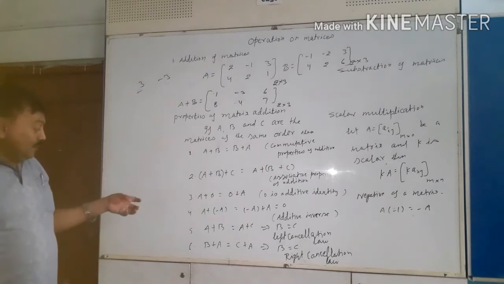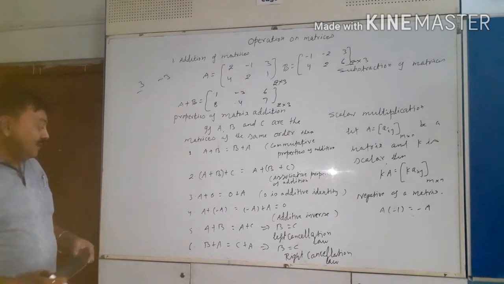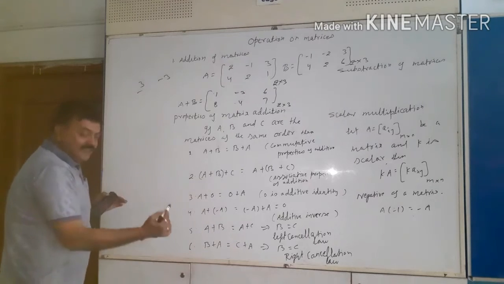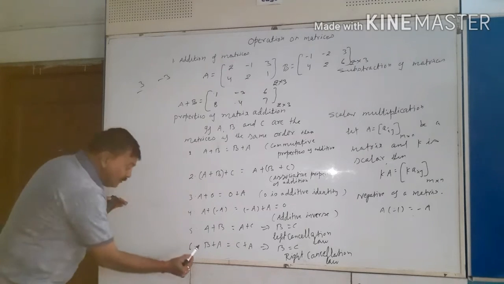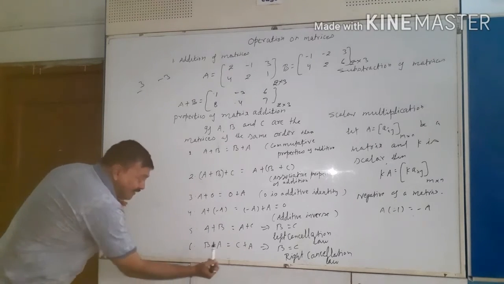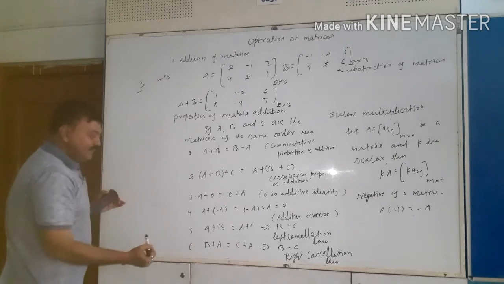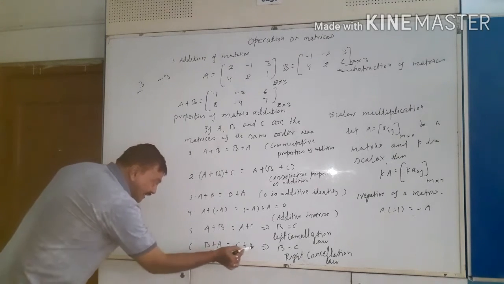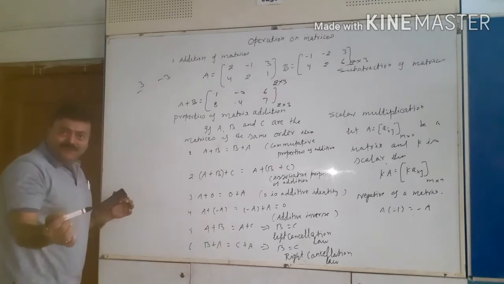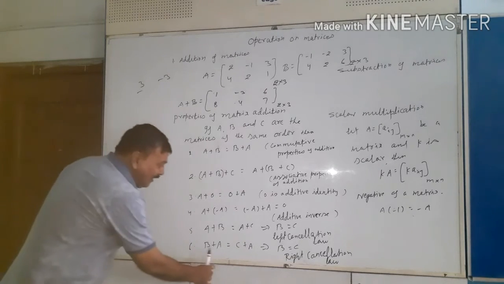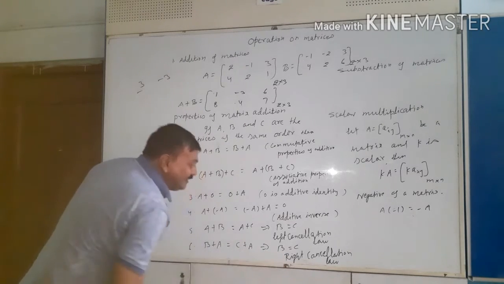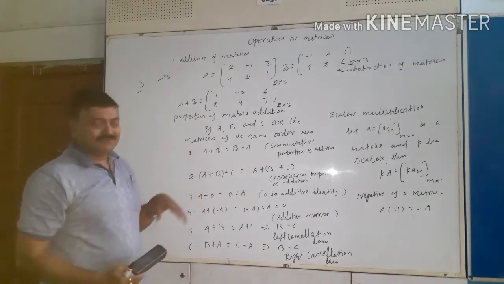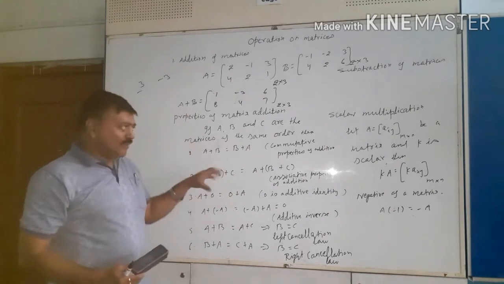Next, B plus A equals C plus A. Are you observing here? The right of B is A and the right of C is A. A is the same matrix, so it can be cancelled. Very easy, it is very simple, and we can write B equals C. It is known as the right cancellation law. So these are some properties of addition.